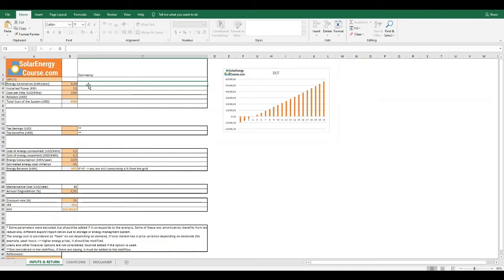So once we enter the energy generation, let's say it's going to be 5,100 kilowatt hour per year, we have to put the total installed power in kilowatt. In this case, let's say it's a 3.8 kilowatt PV system. We learn in our course how to size the PV system. We also enter the cost per kilowatt peak in US dollars or your currency per kilowatt peak.